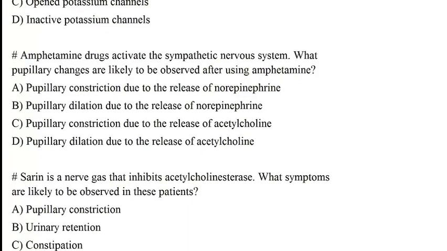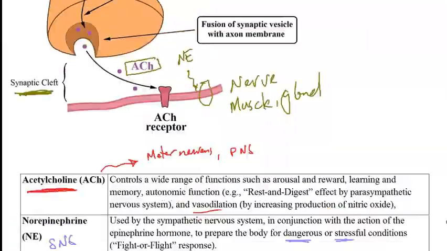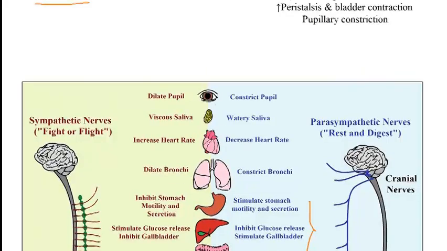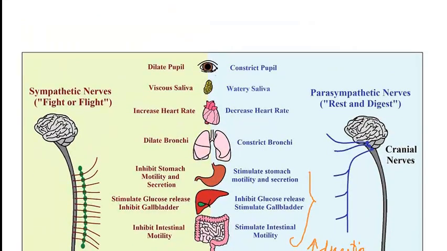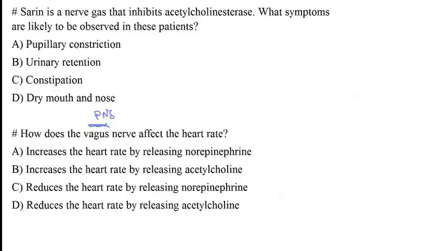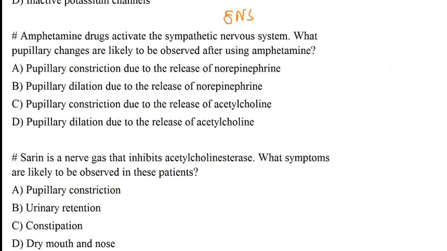Next question: amphetamine is part of the sympathetic nervous system. What pupillary changes are we going to see? Referring back to the figure that I've provided here, you can see that the sympathetic nervous system releases norepinephrine in order to cause dilation of the pupil. So the answer would be pupillary dilation due to the release of norepinephrine. If we were talking about the parasympathetic nervous system, on the other hand, the answer would have been pupillary constriction due to the release of acetylcholine.